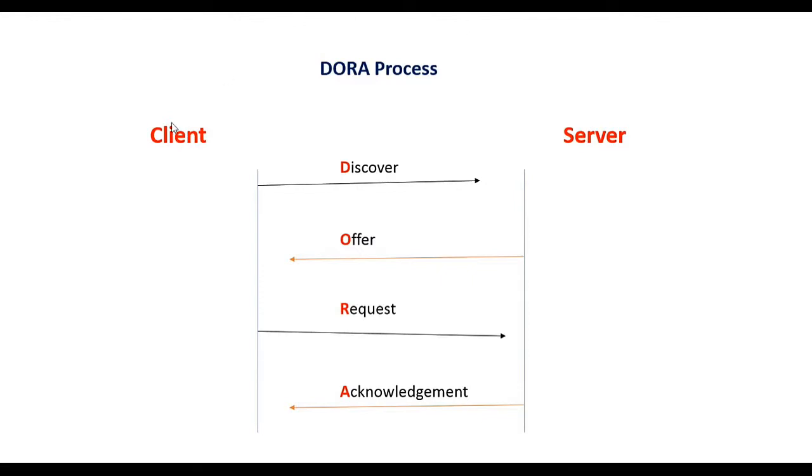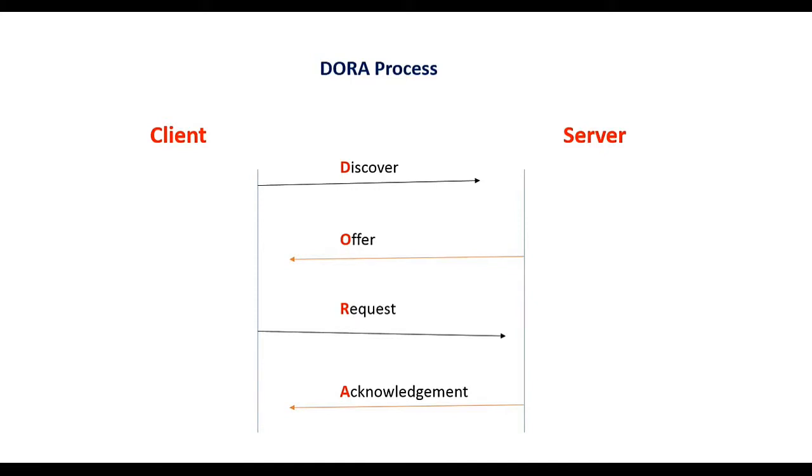Once the client receives the offer message from the server with the next available IP address, the client again sends a request message to the server to bind or map this particular IP address to this device. Once the server gets the request message from the client, the server will map the IP for this device and sends an acknowledgement to the client. Then that particular IP will be assigned to this client. This is the DORA process.